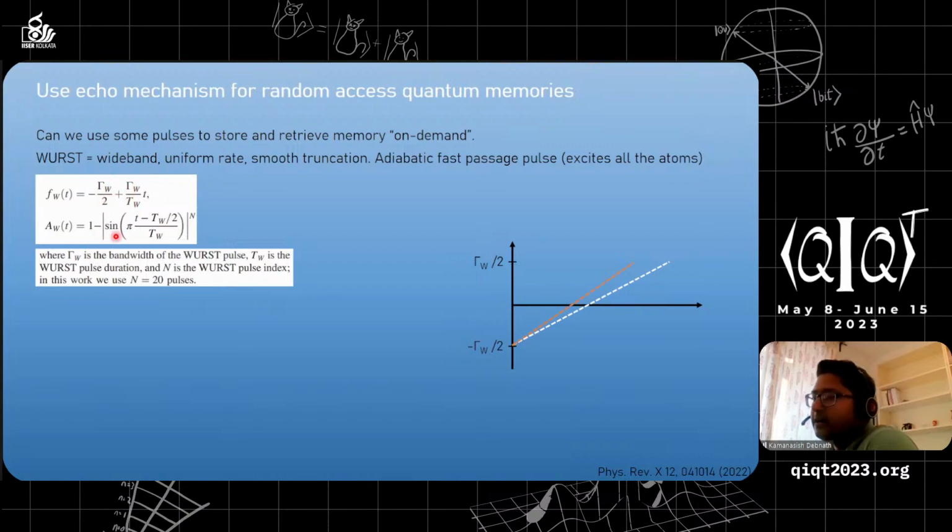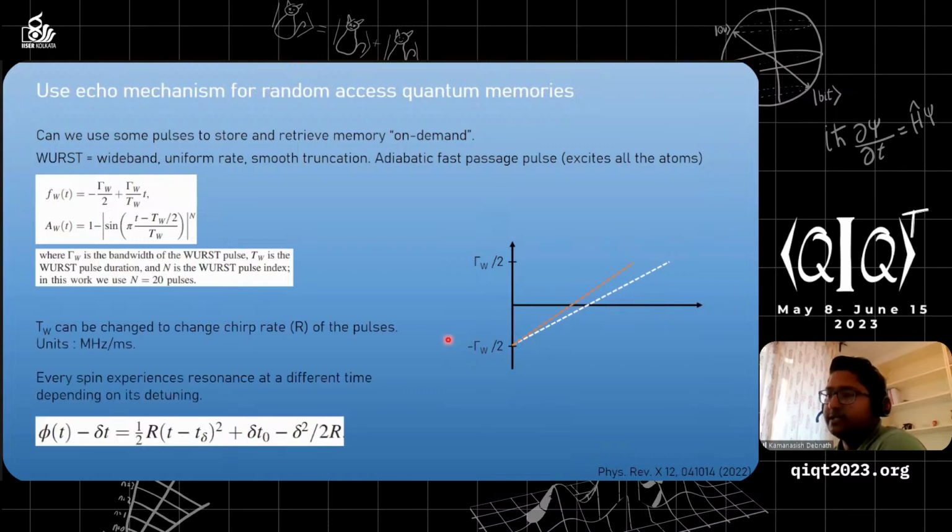During this entire pulse, you are changing the amplitude, but you are also changing the frequency from minus gamma by 2 to plus gamma by 2. So it is something like that. But you can also change the duration of the pulse, and when you do, the chirp rate changes. By chirp rate I mean the rate at which you are changing the frequency, in units of megahertz per millisecond. In this case, it is the difference, gamma W megahertz, divided by the time in which it was changed.